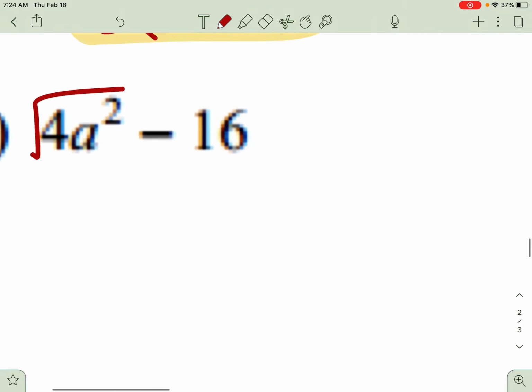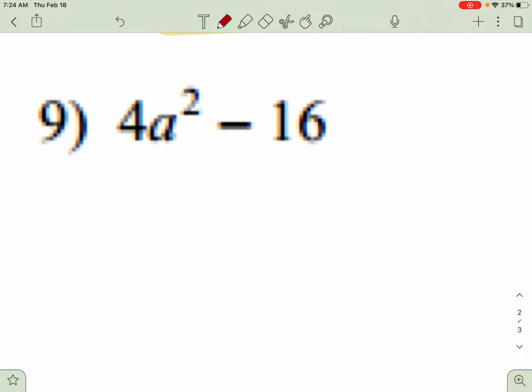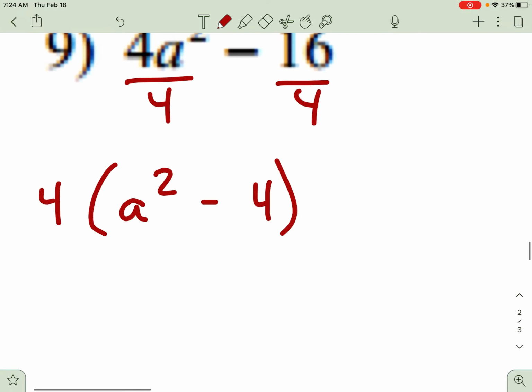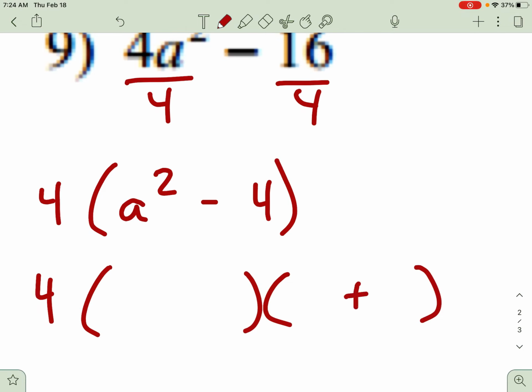Perfect square, but you can factor out a GCF first. Okay, again, still perfect squares, but a difference of squares. So one positive, one negative. Square root of a squared is a. Square root of 4 is 2.